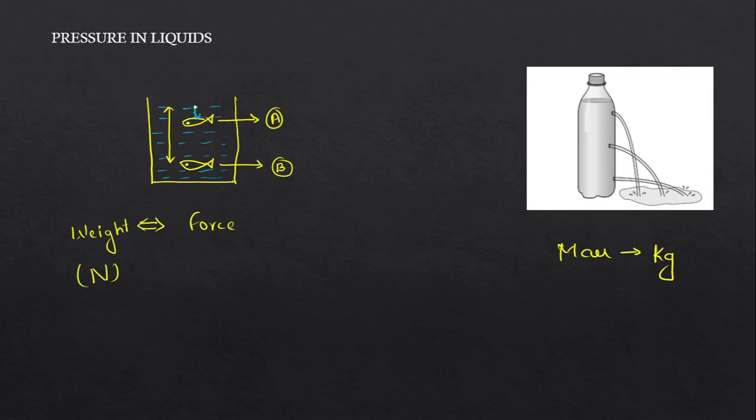Now if we consider these two fishes, because there's less water on top of this fish, right, there will be less weight compared to the amount of water which is present on the top of fish B. So the pressure will be larger at point B compared to point A. So we can conclude this with writing a point.